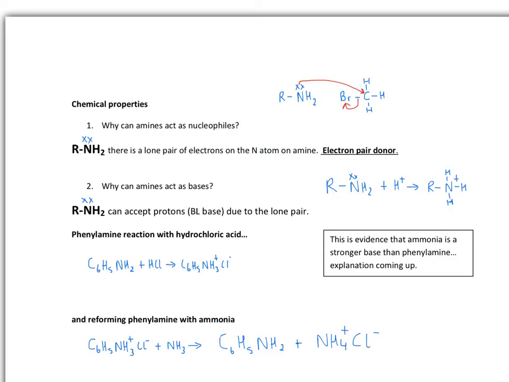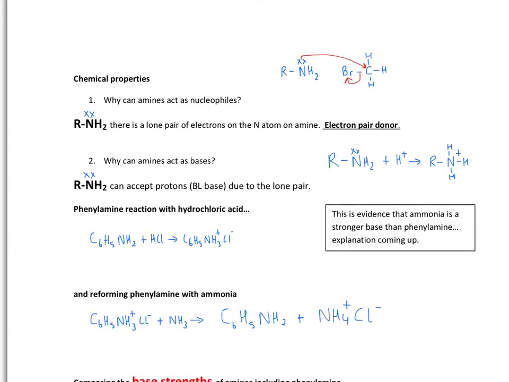This is amines part 2. So the chemical properties of the amines, they can act as nucleophiles. They have a lone pair of electrons on the nitrogen which can attack a delta positive carbon with the loss of a bromide ion. So the amine acts as an electron pair donor nucleophile.